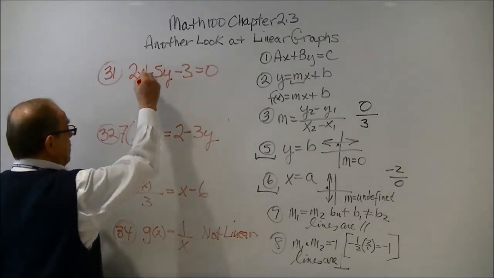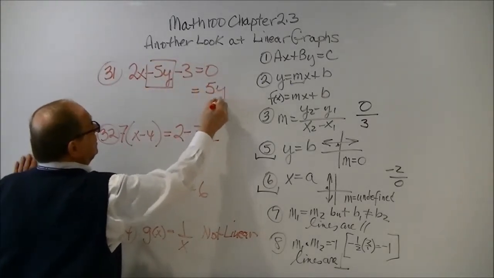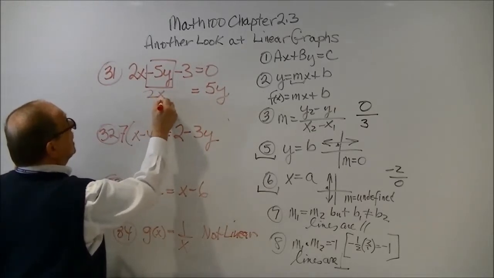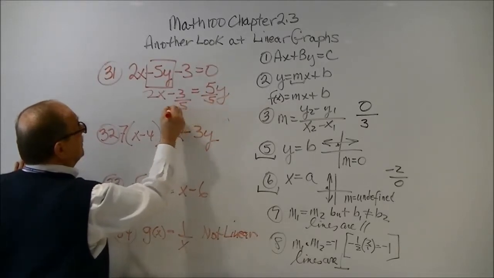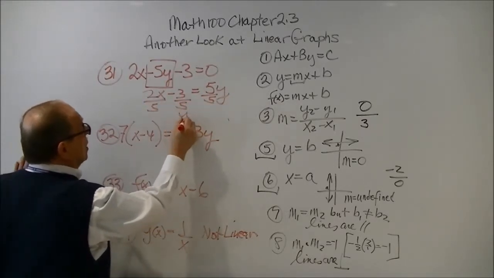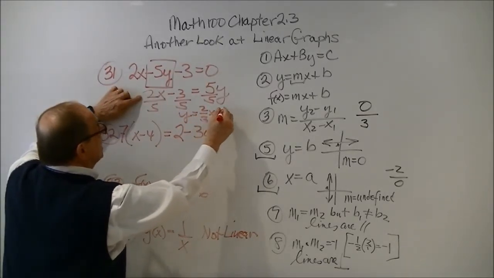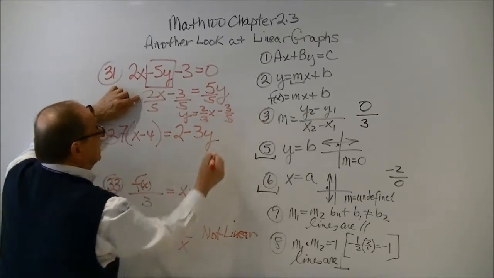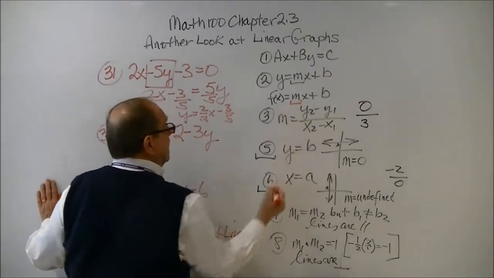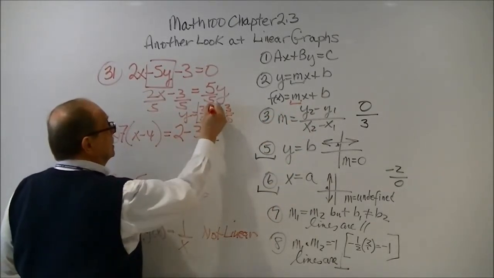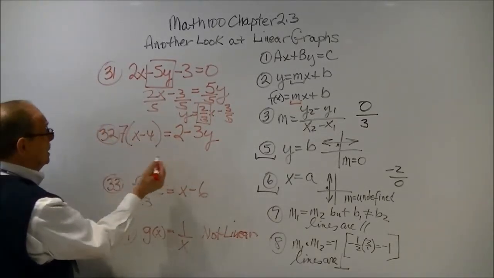So again, take your y term, bring it over to this side, it changes its sign, and you get 2x minus 3 equals 5y. Divide everything by 5, and we get y equals 2/3 x minus 3/5. And you might say, well, what's the slope? Well, whatever is in the m position, which is 2/3.